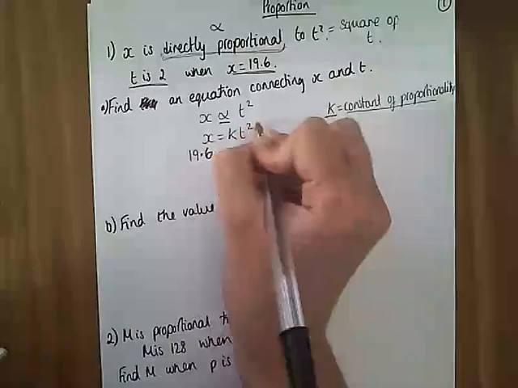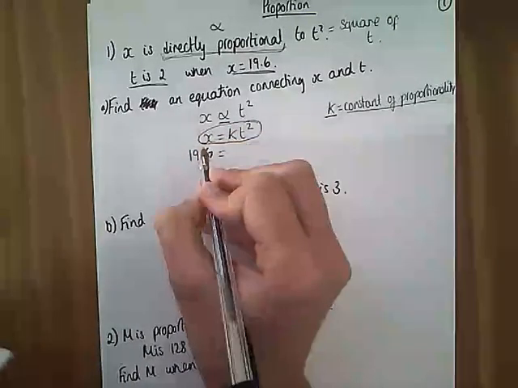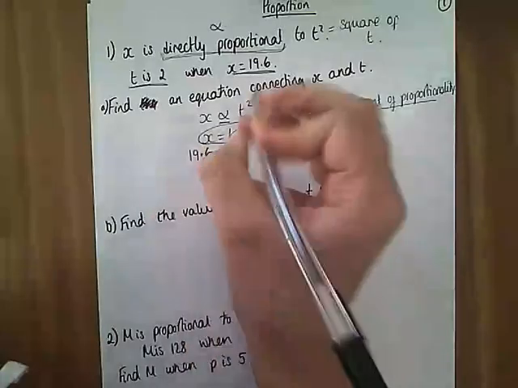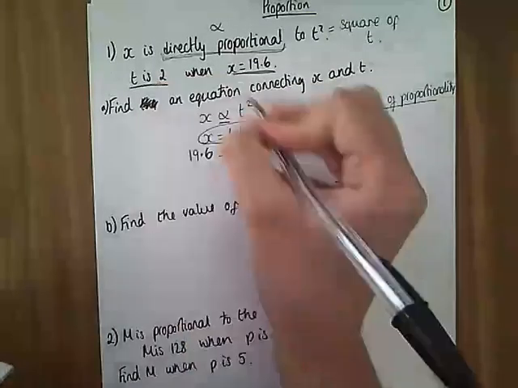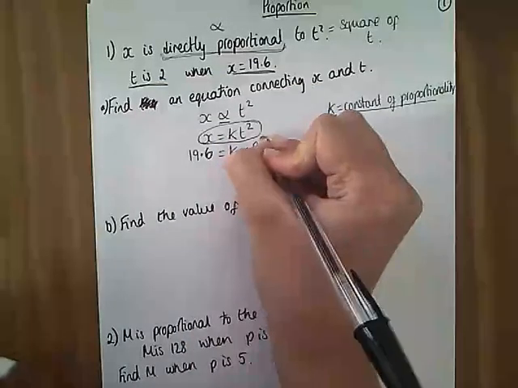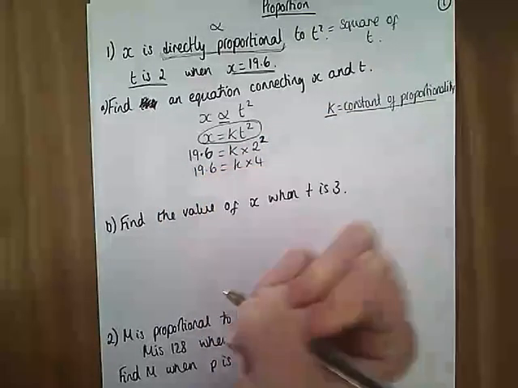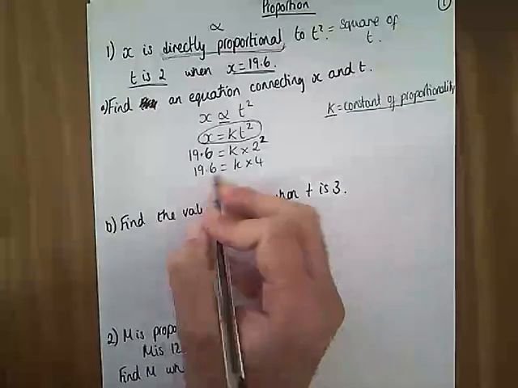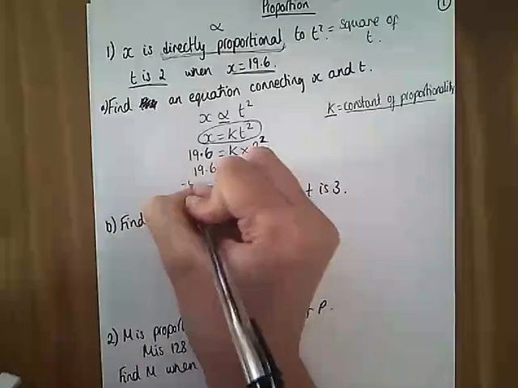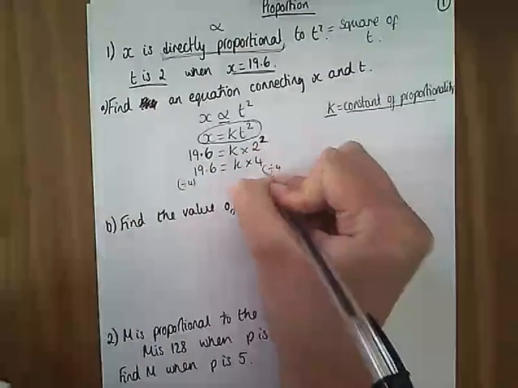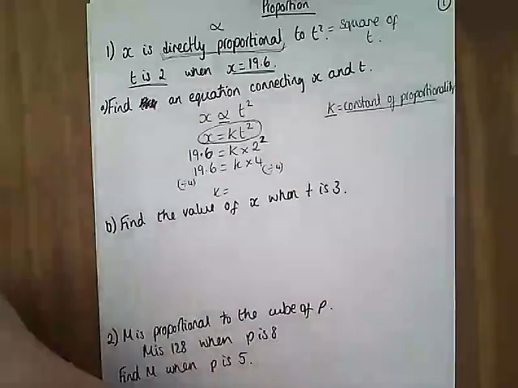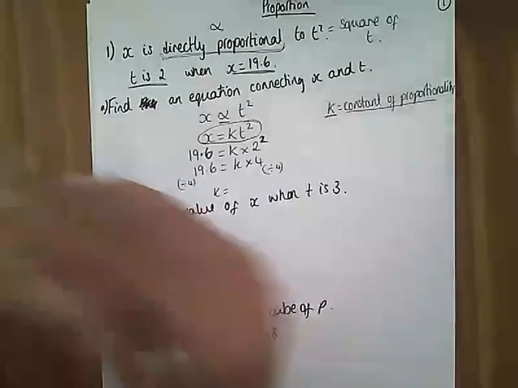formula. This is our formula. Okay, so we're going to put it in. So x is 19.6, k we don't know, t is 2. So we've got k times 2 squared. 2 squared is 4, so we've got k times 4 is 19.6. So to get k on its own, we're going to divide by 4. K is 4.9.